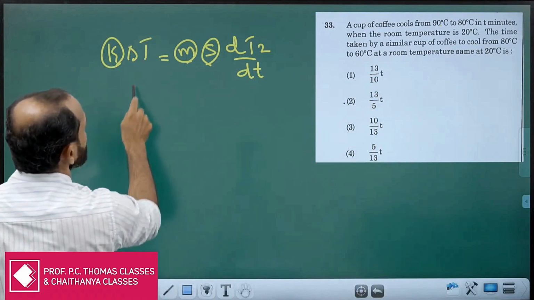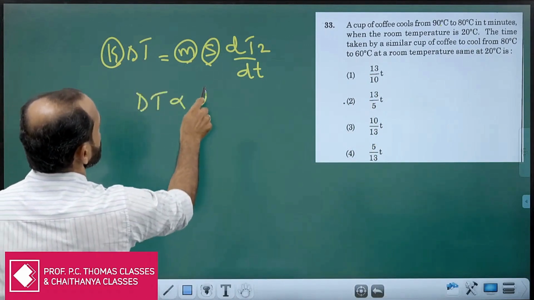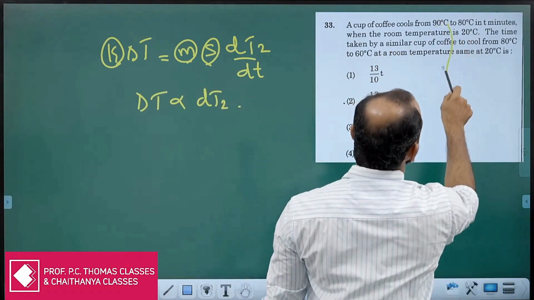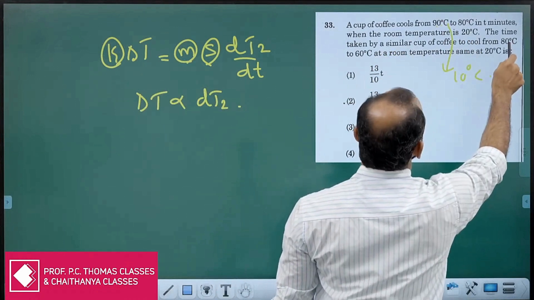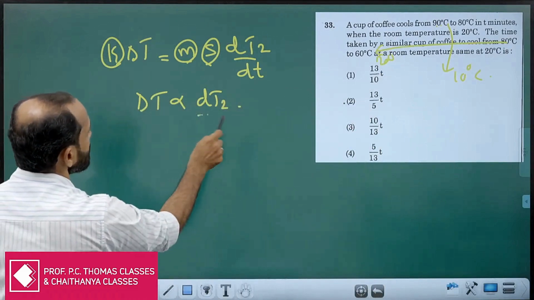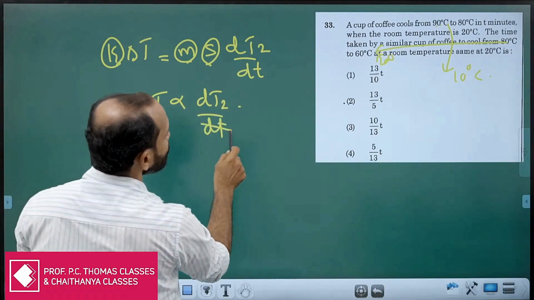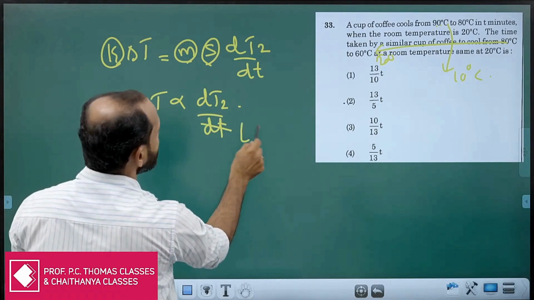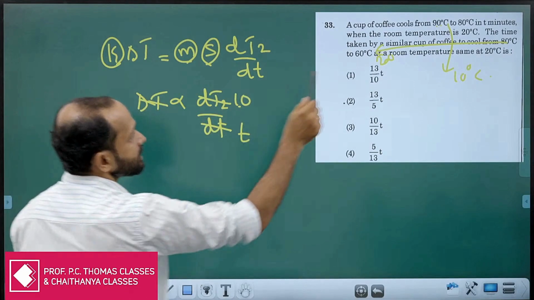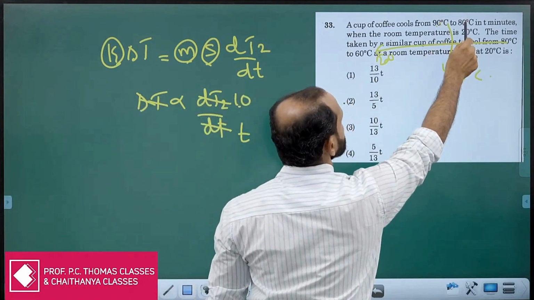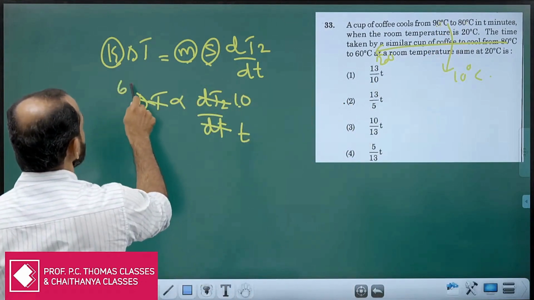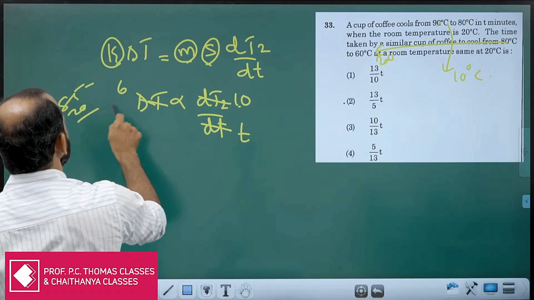So here you can use delta T proportional to dT2. What is the falling temperature? dT2 means falling temperature, that is 90 to 80, which is 10 degrees Celsius. Here 80 to 60, that is 20 degrees Celsius, is the falling temperature. In the first case, dt is t, dT2 is 10. What is delta T? Average temperature of 90 and 80 is 85, minus 20, that is 65.